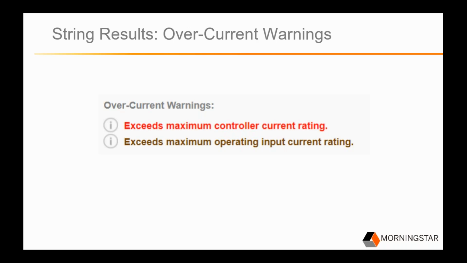The second overcurrent warning only relates to the TriStar MPPT 600 volt controller, which has a max operating input current rating of 15 amps. TriStar MPPT 600 volt will continue to operate, but will limit the input current from the array to 15 amps. It's important to recognize this input current limit as it might limit the solar production for your system.